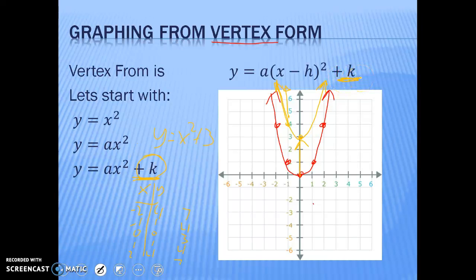If it was negative 3, then it would slide the whole parabola down 3 units. If it was negative 5, it'd slide the whole parabola down 5 units. And so one of the things that you can see here is that the vertex would be slid down 3 units.